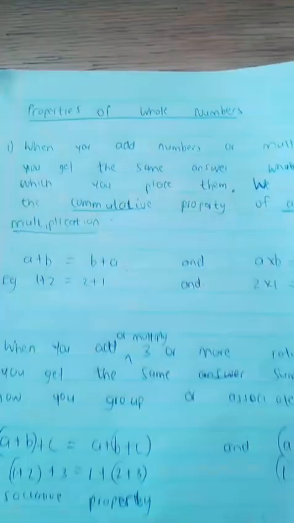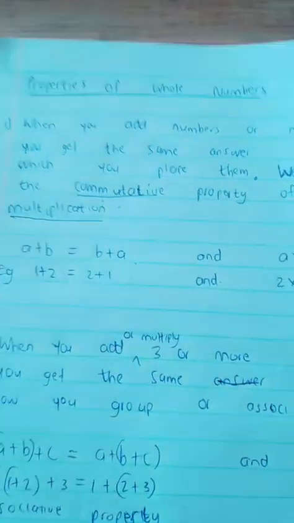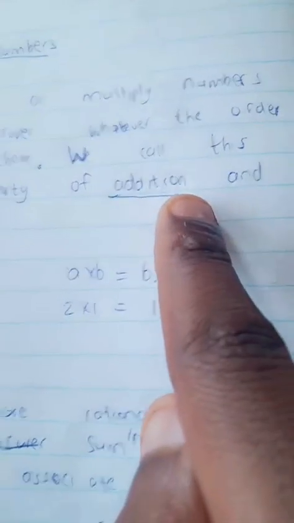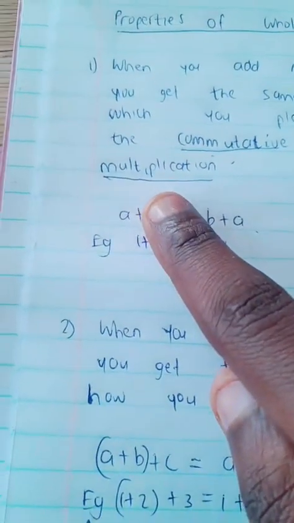I think, guys, we will hold it right here. So today, what did we do? Today, we looked at properties of whole numbers. We looked at what we call the commutative property of addition and multiplication.